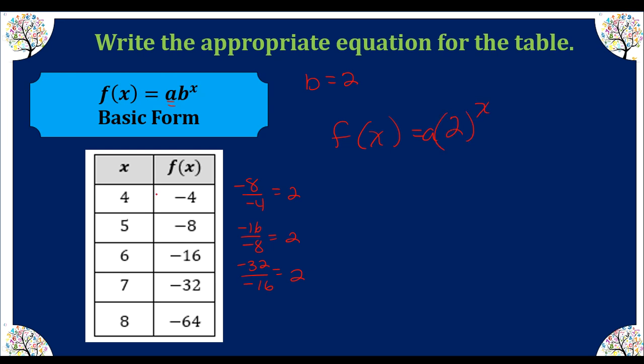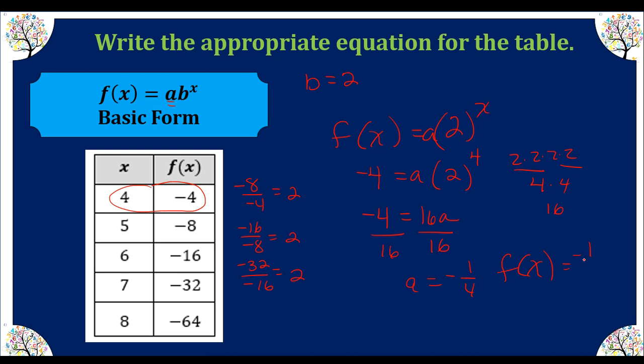Now let's just pick a point. I'm just going to pick 4, -4, so -4 for f of x, and 4 for x. We're going to expand, so this is 2 times 2 times 2 times 2. 2 times 2 is 4, times 4 is 16, so I have 16a. Solve for a, and I get a equals -1/4. My final equation is -1/4 times 2 raised to the x.